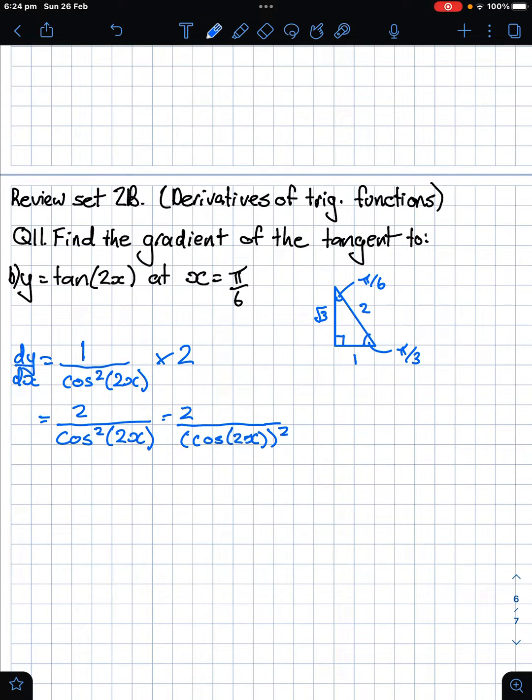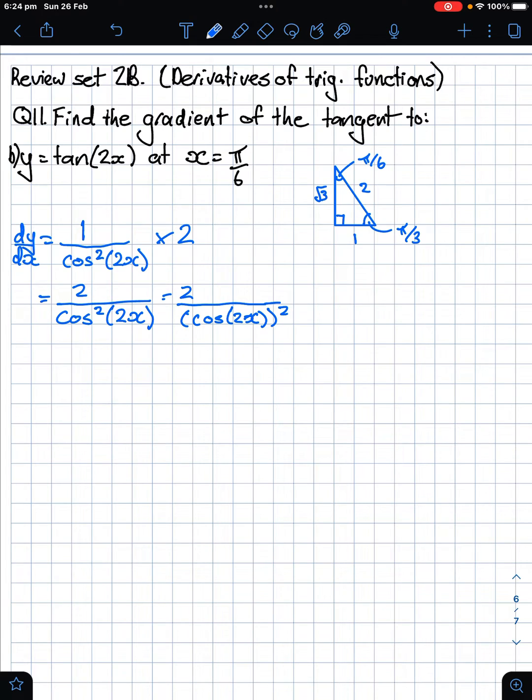Now, if we have cosine 2 and x is pi on 6, hey, let's just jump down a line. Getting ahead of myself. So now we're looking at dy/dx at x equals pi on 6. So this is going to be 2 over cosine 2x all squared. Now, I'm going to get rid of the x and swap it out for pi on 6.